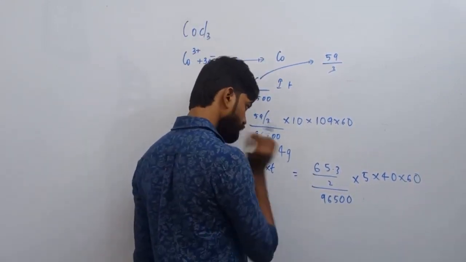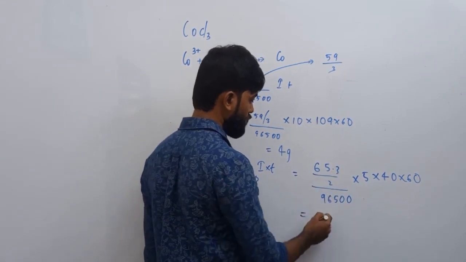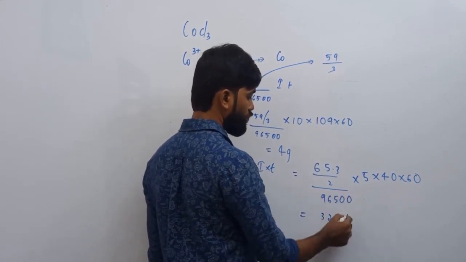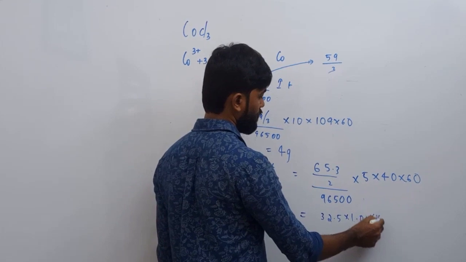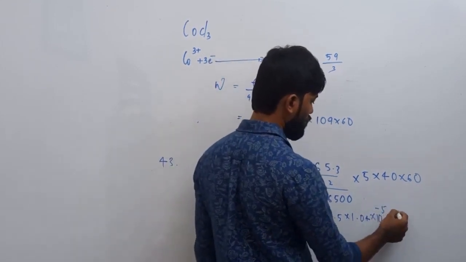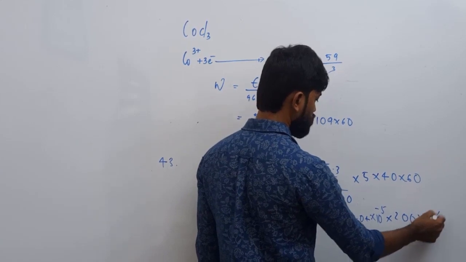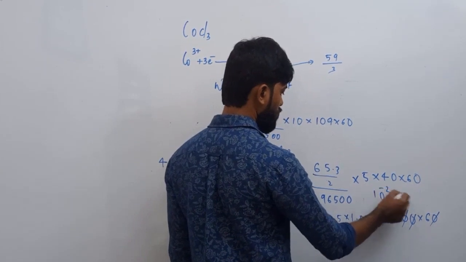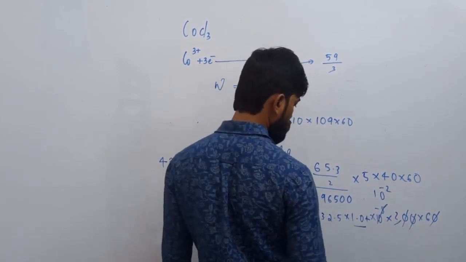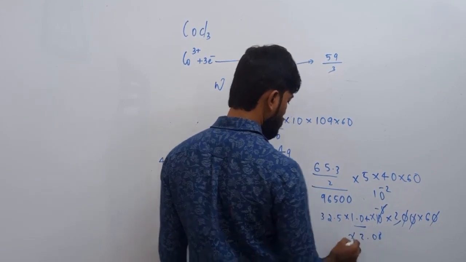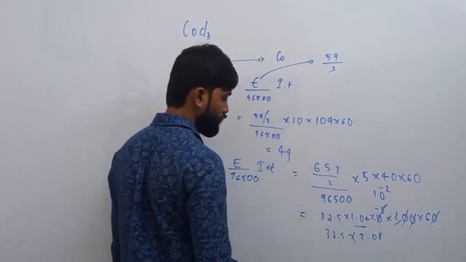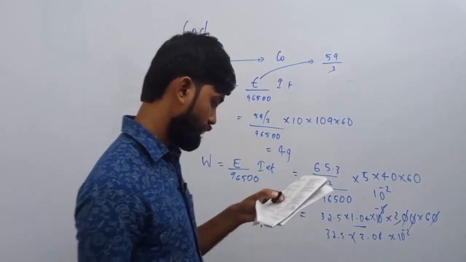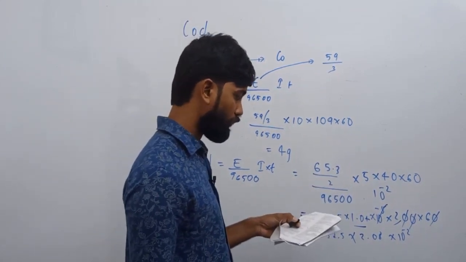Okay. So the half of 65 is 32.5. And 1 by 96500 is 1.04 into 10 raised to minus 5. Into 5 into 40, that is 200, into 60. So this 0, this 0, this 0. And this 10 raised to minus 5, the remaining is 10 raised to minus 2. So 2 into 1.04, that will be 2.08. And 2.08 into 32.5. So nearly the double into 10 raised to minus 2. The double, that is 65 range. So 65.04.